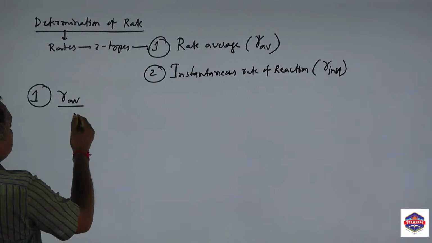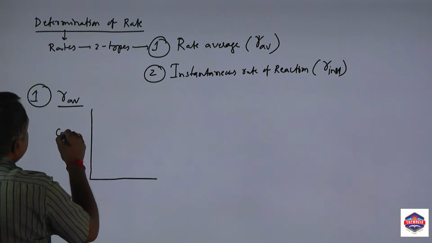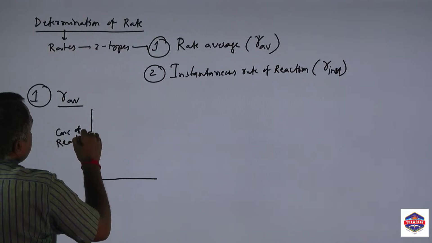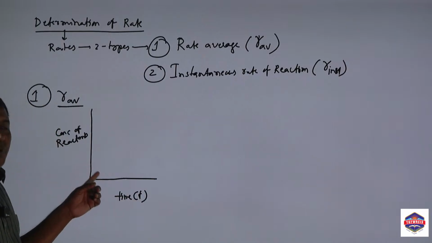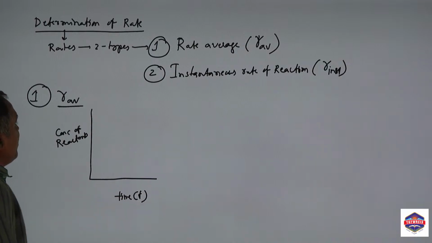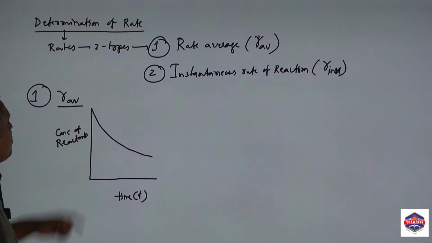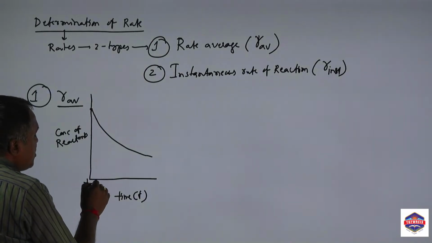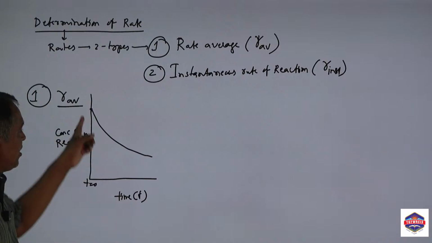So, for example, consider the concentration of reactants or products. When a graph is plotted between the concentration of reactants on the y-axis and time t on the x-axis, we get a curve like this. Initially, the concentration of reactants is very high. This is the concentration of reactant at time t equal to 0. As time increases, the concentration of reactant gradually decreases.